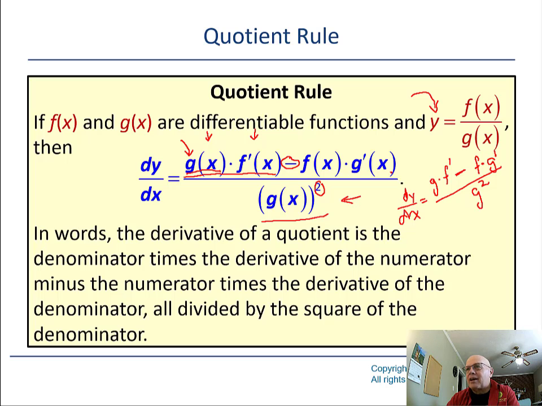Low-dee-high minus high-dee-low over the square of what's below.